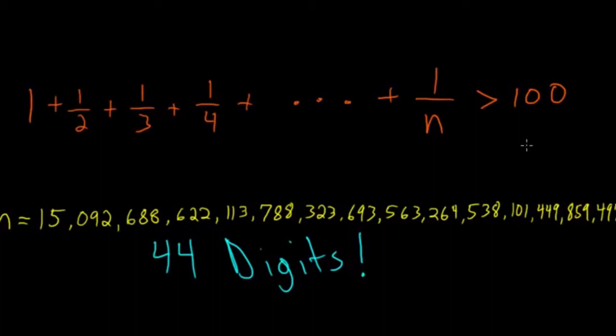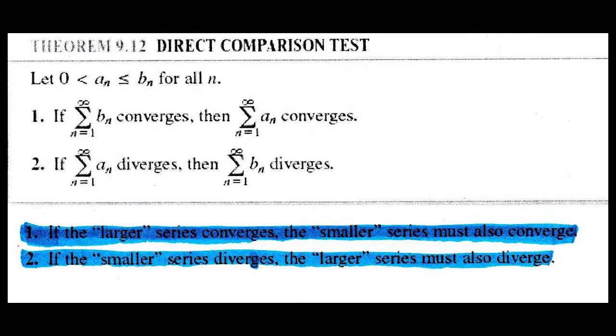Here's the proof. We're going to be using the comparison test to prove that the harmonic series diverges. This is what the direct comparison test states. If the larger series converges, the smaller series must also converge. If the smaller series diverges, the larger series must also diverge. To prove that the harmonic series diverges, we're going to be using the second one.